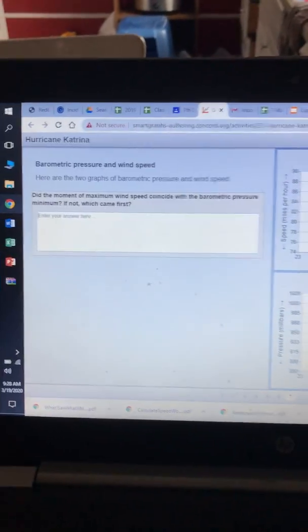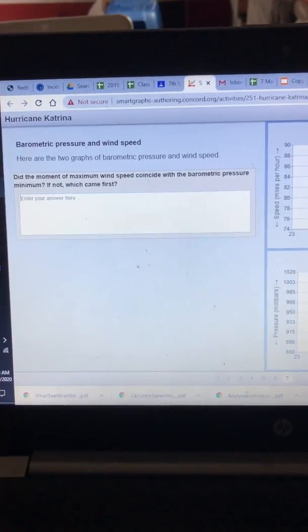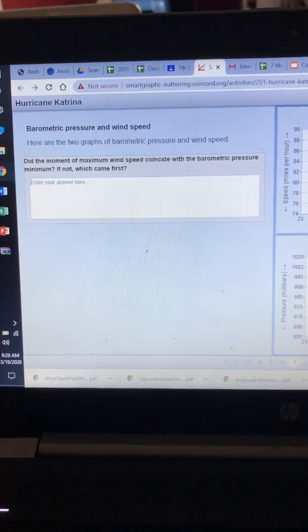Did the moment of maximum wind speed coincide with the barometric pressure minimum? If not, which came first? Well, it did. Let me take off caps lock. Okay, yes.